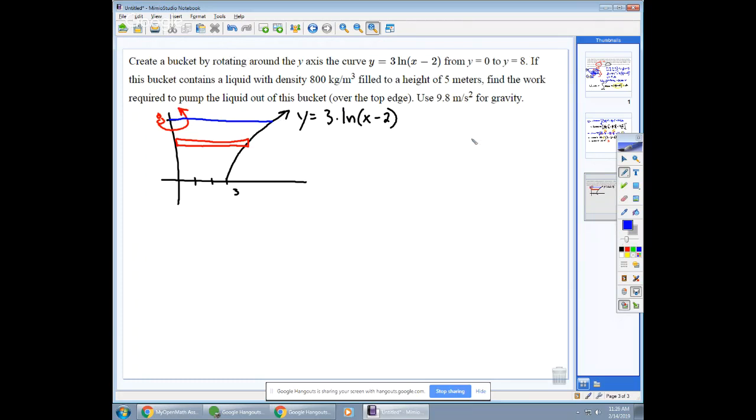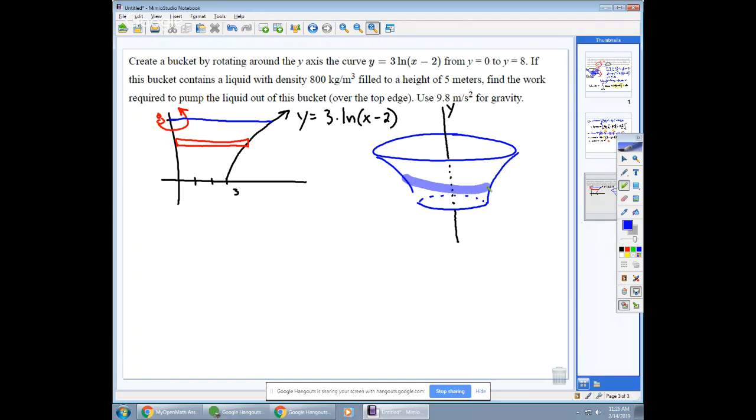All right, so we're going to rotate that object. So then I'm going to get this cup that looks something like this. Rotate it about the y-axis. All right, so let's see. When we do that, I guess I'll draw in the y-axis through here. There's my y-axis. We're then going to have this chunk of water that we're going to have to pump out. Okay, so this is kind of like the problem we just did, but instead of a cone, I have this funky shape. And I just want to get the liquid over the top edge. So just like before, just over the top edge.